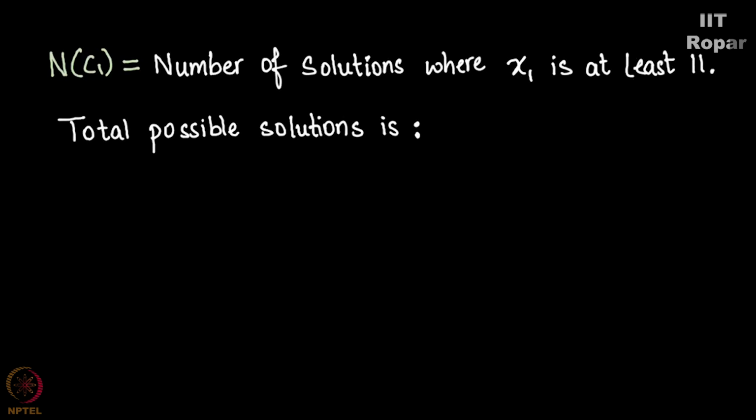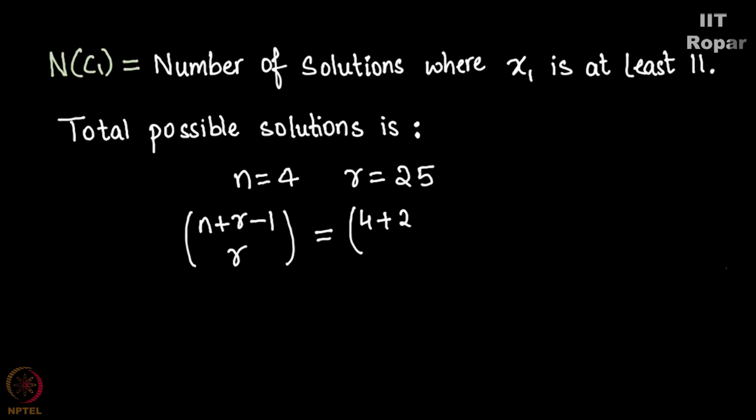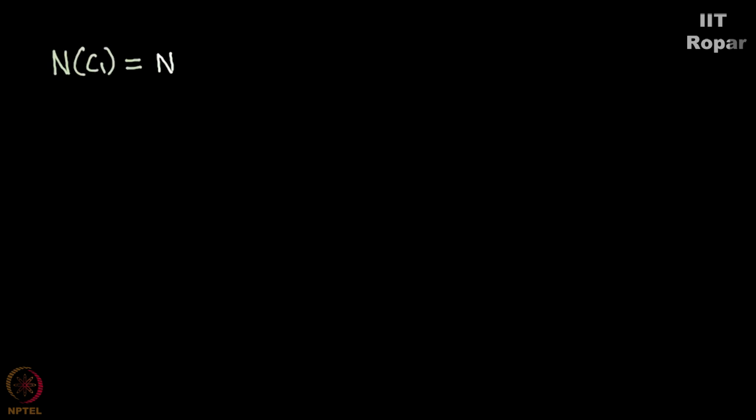The total possible solutions is, if you remember the sticks and the cups problem, following the same logic here, we see that n is 4 here, there are 4 xi's and we have r as 25 here. So it is n plus r minus 1, choose r, which gives 4 plus 25 minus 1, choose 25, which is 28 choose 25.